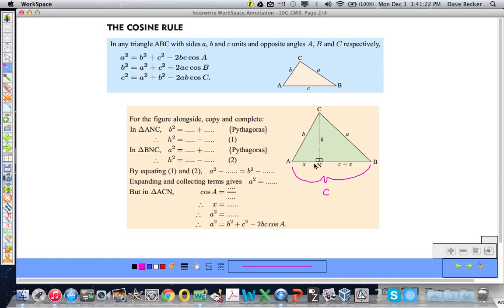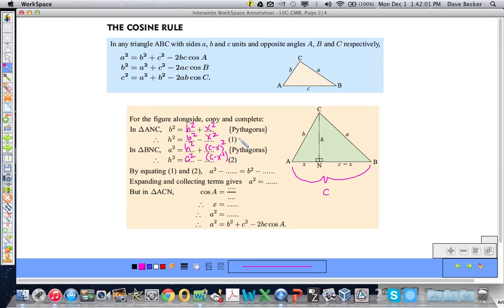So if you look at triangle ANC, b squared is equal to h squared plus x squared using the Pythagorean theorem. And solving for h squared, that's equal to b squared minus x squared, subtracting x squared from both sides. Then if I look at triangle BNC, a squared is equal to h squared plus the quantity c minus x squared. And then if I solve for h squared, I get a squared minus the quantity c minus x squared.